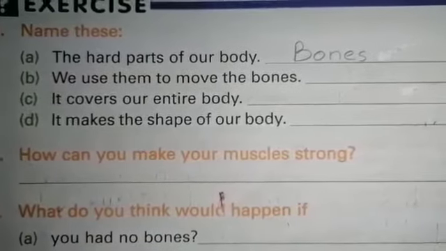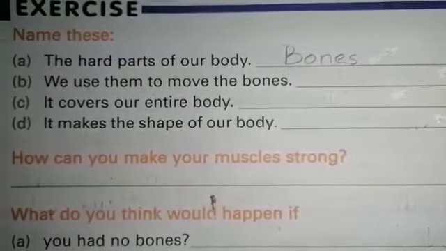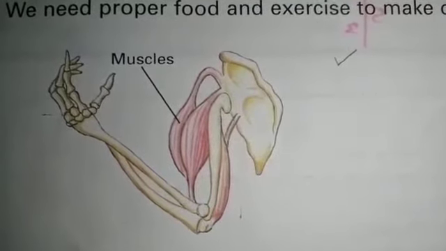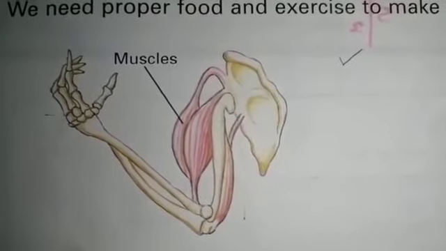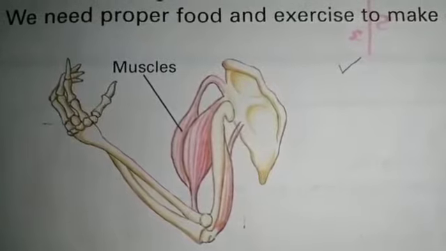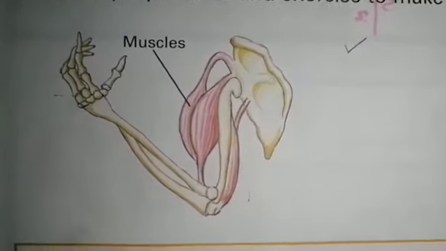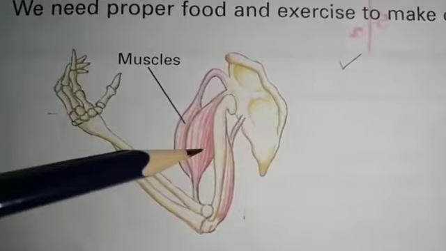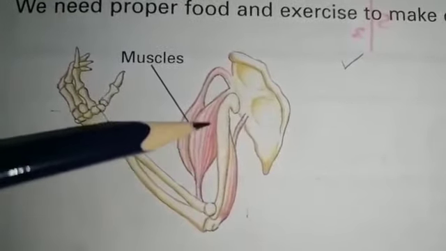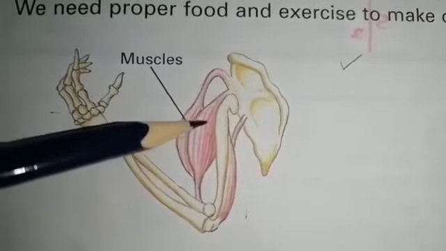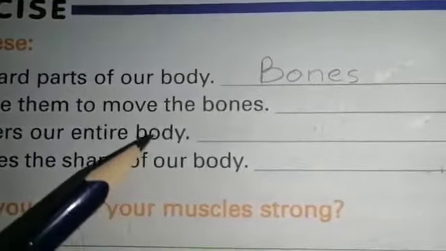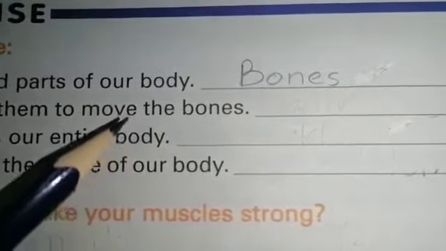B. We use them to move the bones. As we have already discussed, muscles are attached to the bones and we use them to move our bones, such as the muscle called the bicep. Here you can see this is a bicep. This bicep is a muscle that is used to move our arms. Similarly, the things that are used to move the bones are muscles. So we will write here muscles.